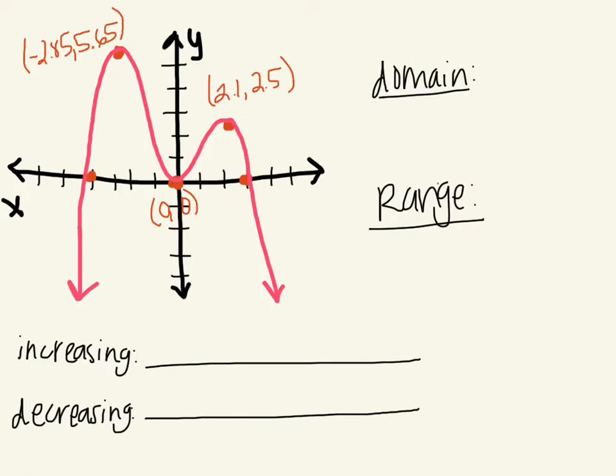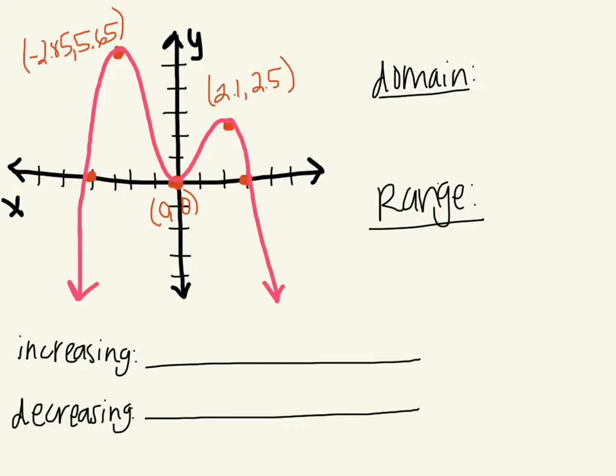Alright, so I've used my graphing calculator to graph this polynomial, and I labeled the turning points. So that's the -2.85 and 5.65, the 0.00, and then the 0.21. Alright, or 2.1 and 2.5. Alright, so to do increasing and decreasing, again, we gotta pick out where it's increasing and where it's decreasing.